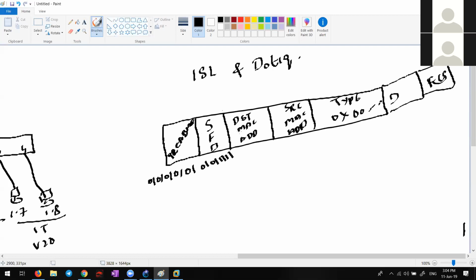I don't have to talk about that. Then there will be source MAC address. Then there will be type. Type means in this type field, it will mention what is the upper layer protocol going to be used?